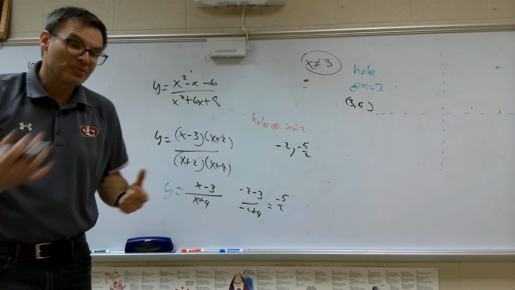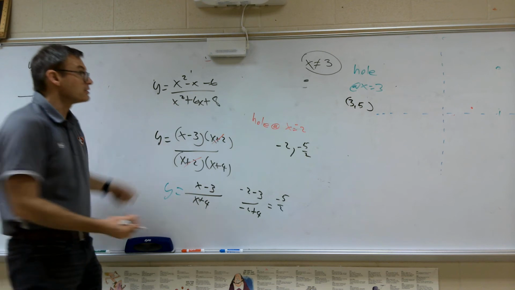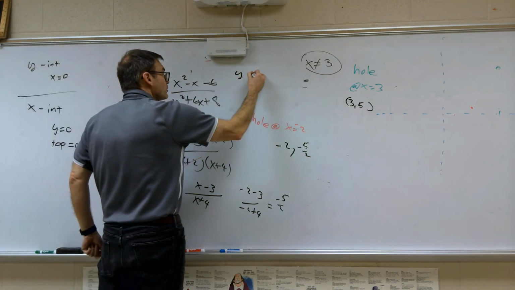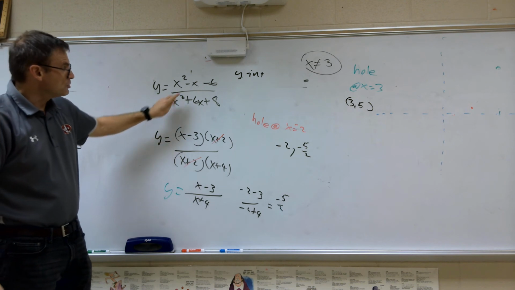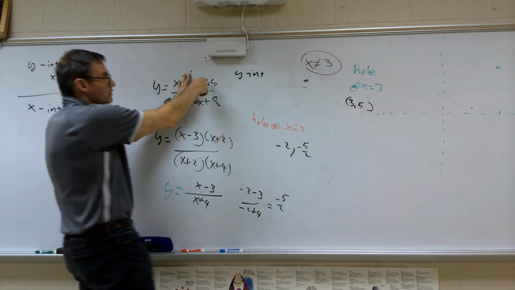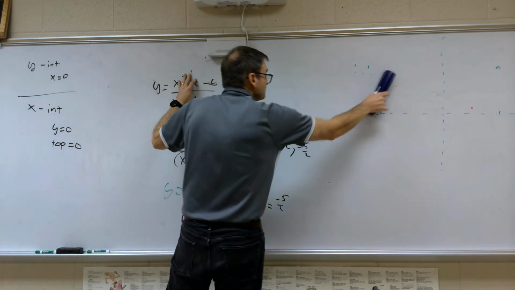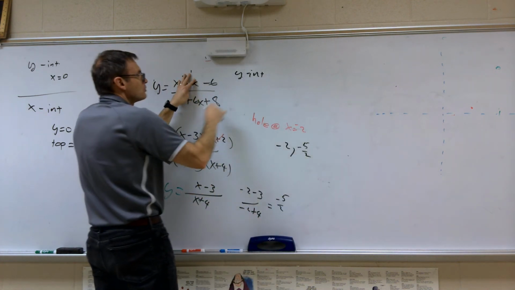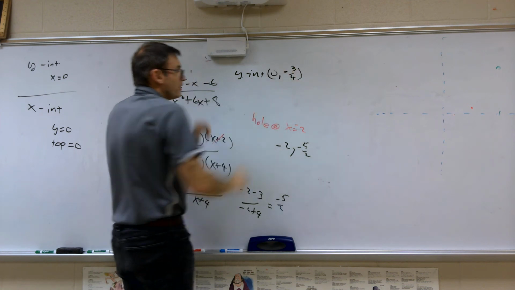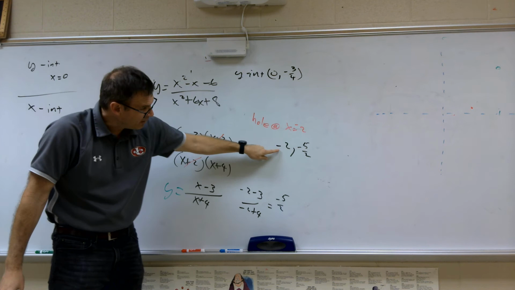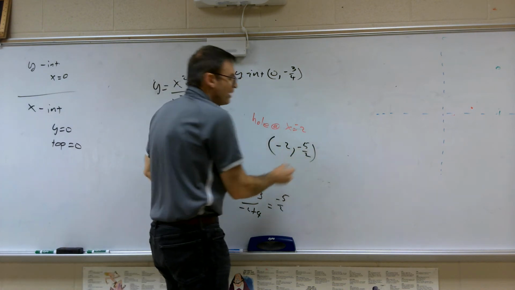Now let's answer some of the other questions. One of the other questions we've already answered on this was, what's my y-intercept? And the way you find your y-intercept is you plug in 0 for all the x's. And if those go away, I'm left with -6 over 8, which is going to give me -3 over 4. And I need to make sure I have a coordinate. I've identified my hole is -2 and -5 over 2.